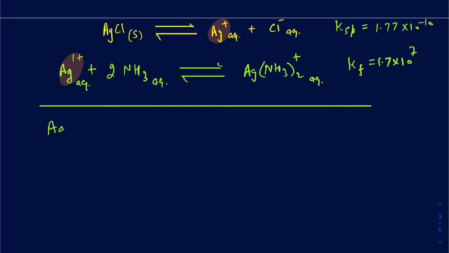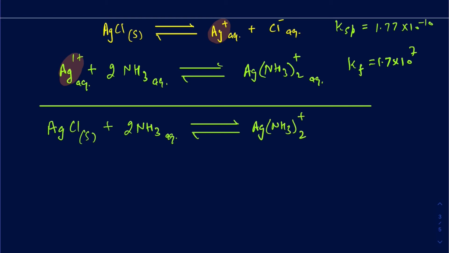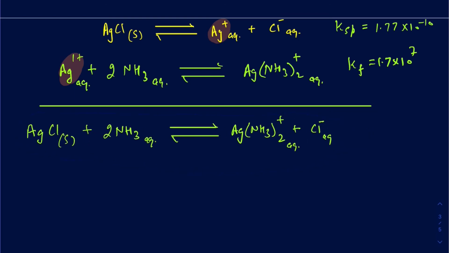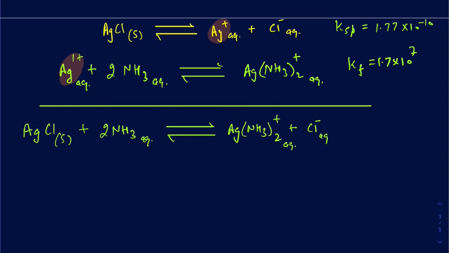So we're going to have this AgCl solid plus 2 NH3 aqueous, and then we're going to have the Ag(NH3)2+ aqueous, and then Cl- aqueous. I'm just going to move this to the left side a little bit. What's going to be your K, or equilibrium constant here now?